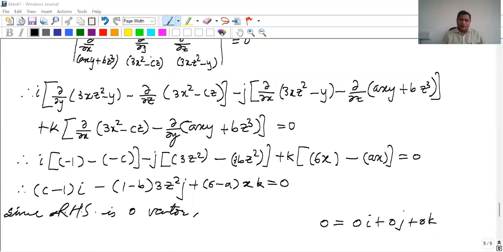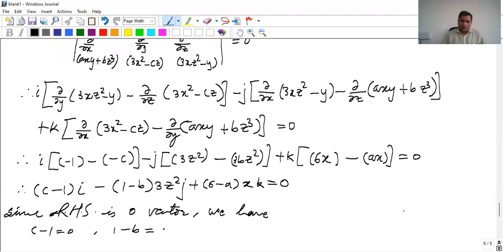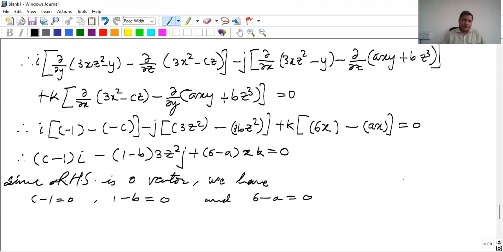So here what you are able to get, all the components are going to be 0. Okay. So this is going to be 0, this is going to be 0, and this is going to be 0. So we have, what will we be having here? See, c minus 1 is equal to 0, then 1 minus b is equal to 0, and 6 minus a is equal to 0.